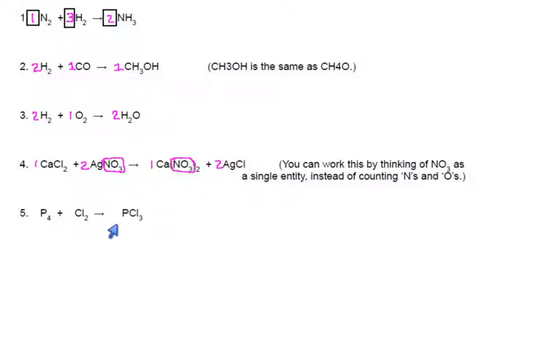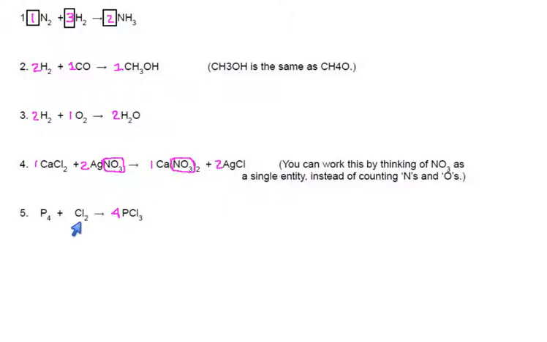What do we do with this thing? Phosphorus meets chlorine and produces phosphorus trichloride. Well, the obvious problem is we have 4 phosphorus on the left and only 1 on the right. So if we do this, now we have 4 phosphorus before and 4 phosphorus after. That's good. But now, how much chlorine do we have? 4 times 3, we have 12 chlorine on the right.